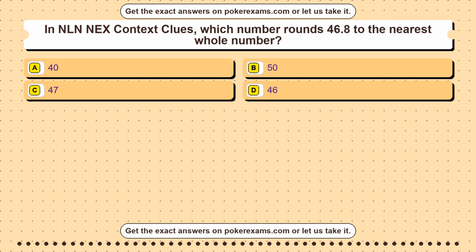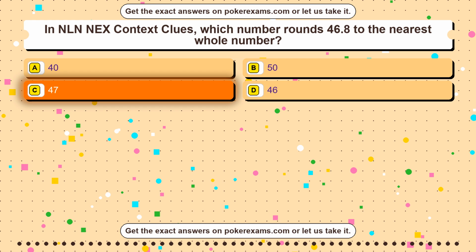Question 23. In NLN NEX Context Clues, which number rounds 46.8 to the nearest whole number? Option A 40. Option B 50. Option C 47. Option D 46. The correct answer is option C.